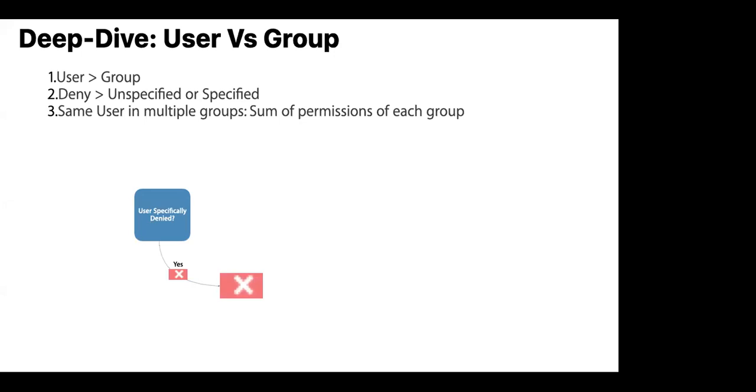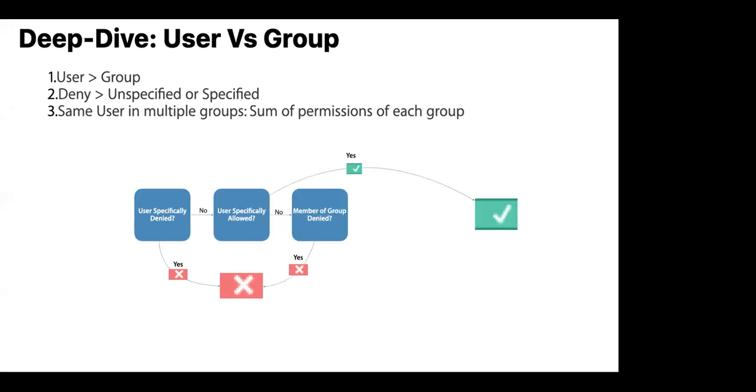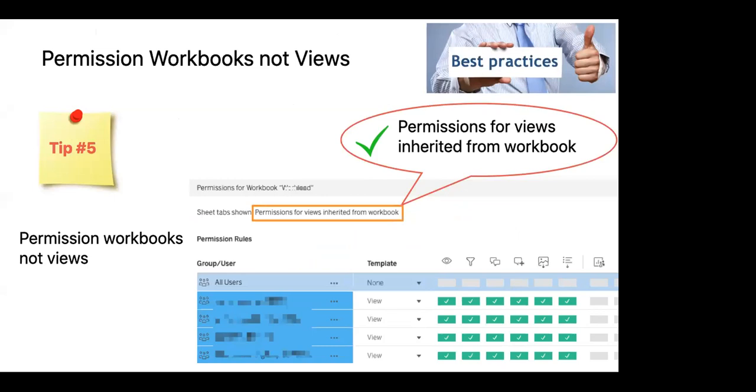If you want to know more, I drew this flowchart. User specifically denied, denied. User specifically allowed, allowed. Or group denied is denied. Nothing else, members allowed is allowed. Maybe this is too complicated, but takeaways 1 to 3 on top are your key takeaway. All right, if you are relatively new to Tableau Server, take these simple tips away.